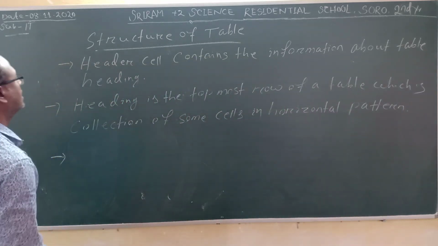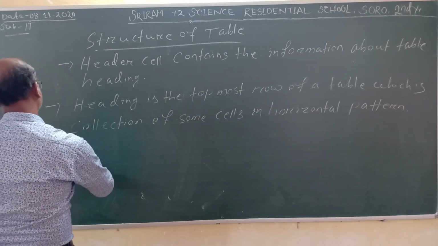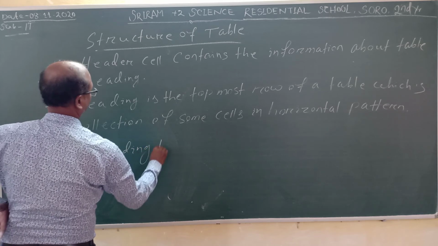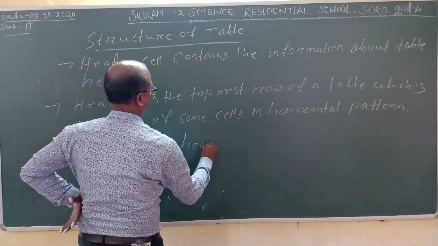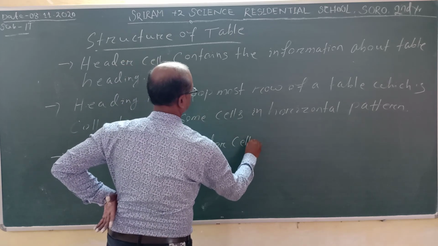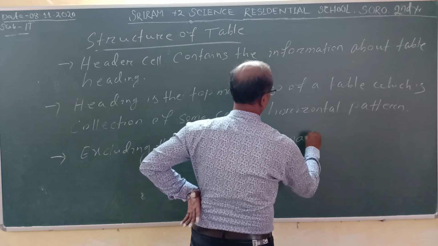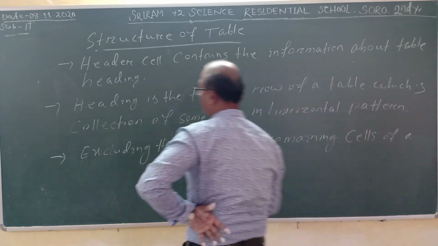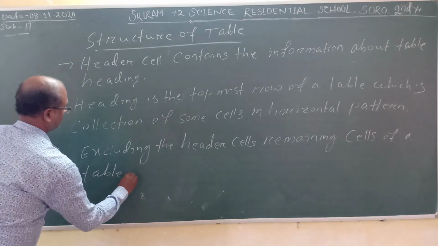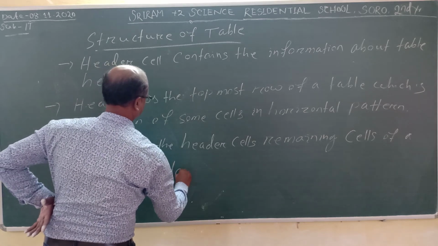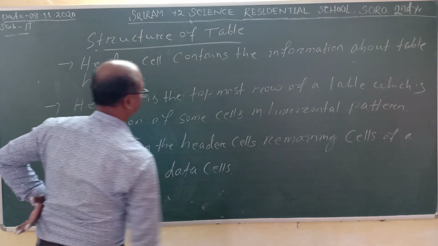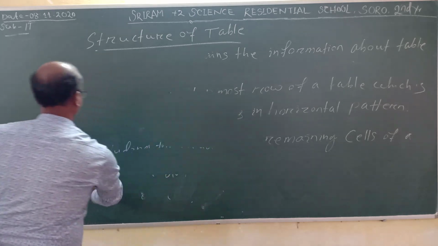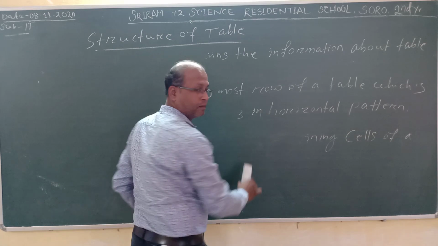Then the data cells: excluding the header cell, the remaining cells of a table are data cells. Note down this part.